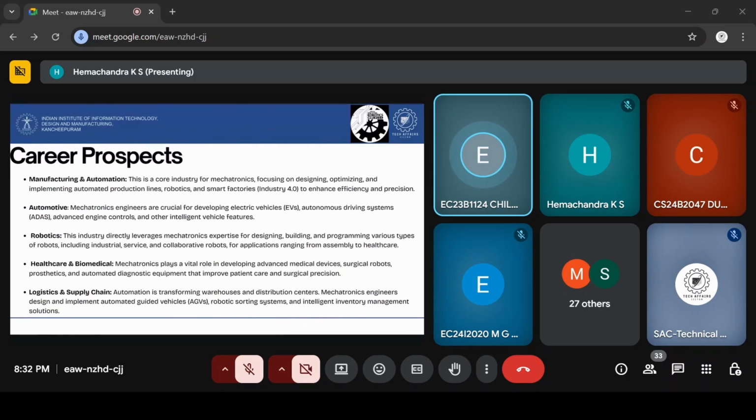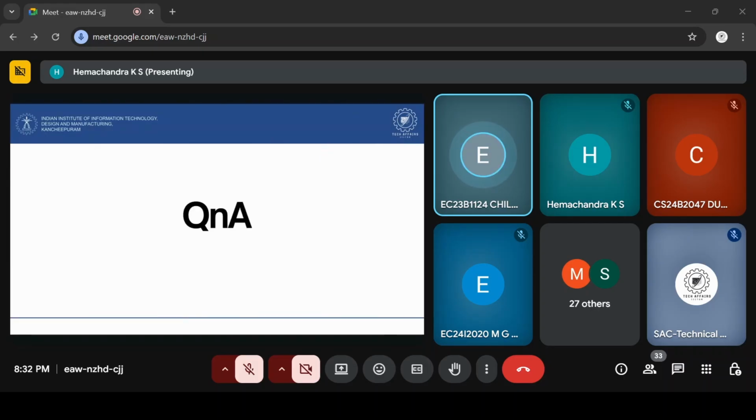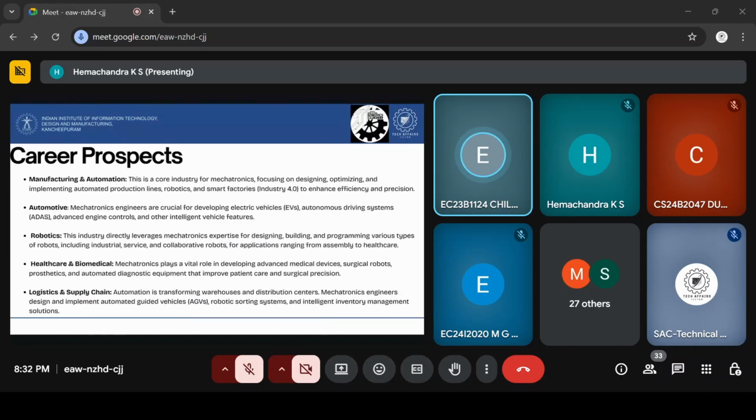Automation is transforming warehouses and distribution centers. As we know, even Amazon is trying to implement automated conveyor belts and delivery systems to organize their stuff in their warehouses. Mechatronics engineers design and implement automated guided vehicles (AGVs), robotic sorting systems, and intelligent inventory management solutions. So yeah, these are the career prospects as of now.